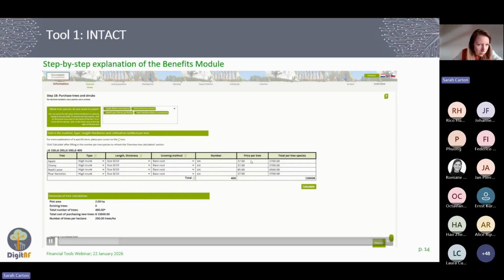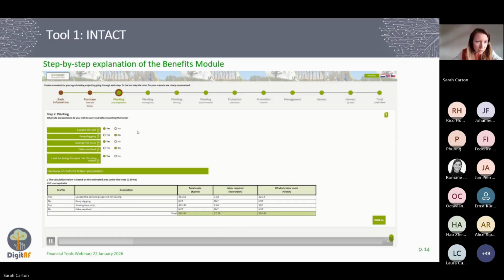And below you have an overview of the hectare and how many trees per hectare you have. So here now is the second step, the planting. Here I can select different activities about the planting activities, so loosening the soil, deep digging. It's possible to click on yes or no. Yes, you apply it. No, you won't apply it. And if you want to perform the work yourself, you can click on yes, so the own labor, or you can click on no if you want to do the contractor labor.